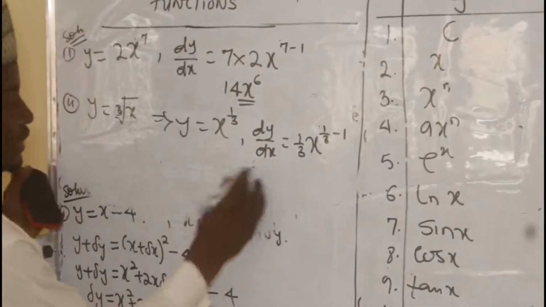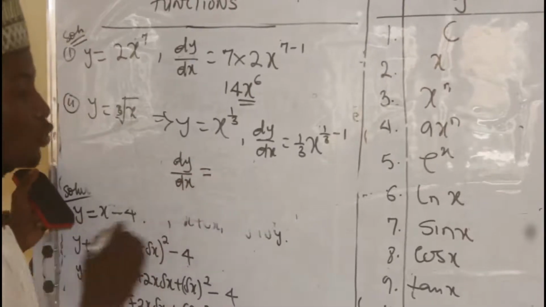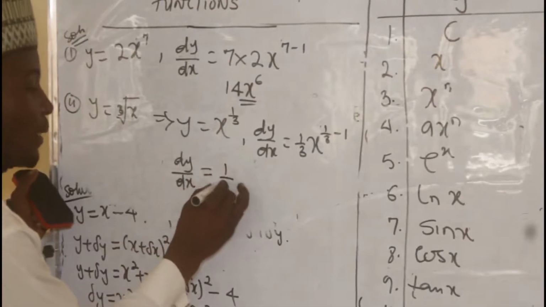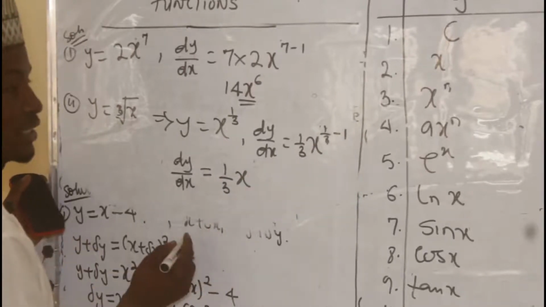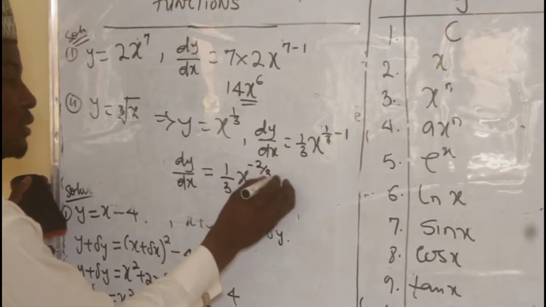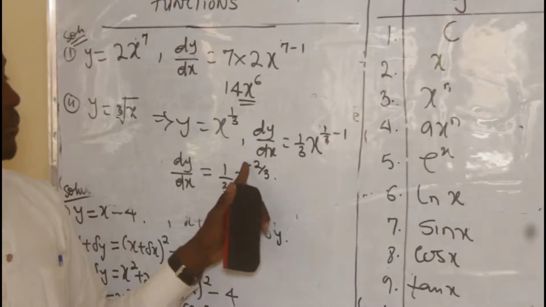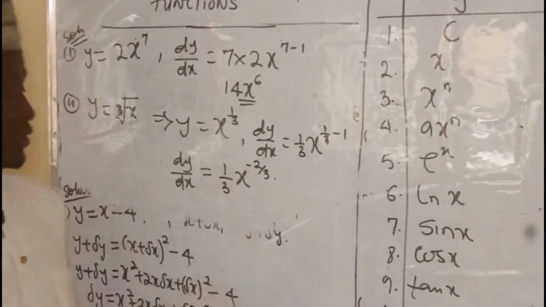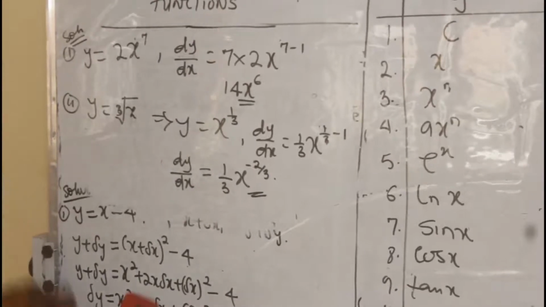So what is your final answer now? Therefore, your dy/dx is now equal to 1 over 3x raised to the power of 1 over 3 minus 1, which is certain as minus 2 over 3. Is it true? 1 over 3 minus 1 is minus 2 over 3. So this is our dy/dx. Any question? Are we getting it?